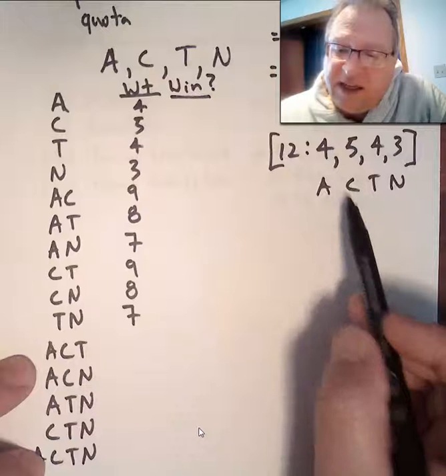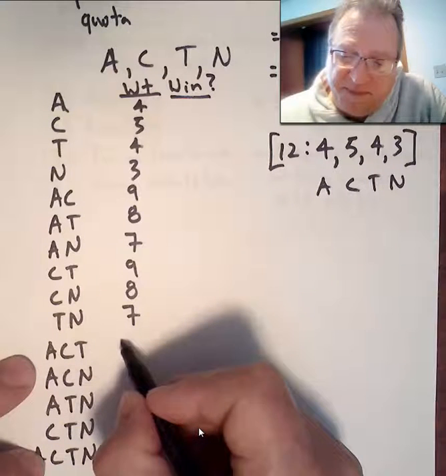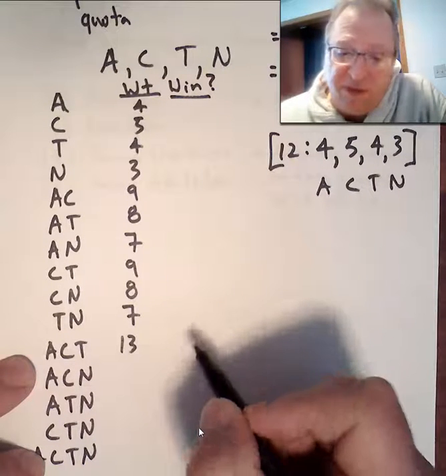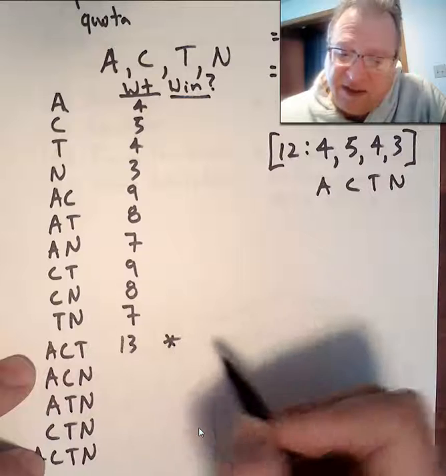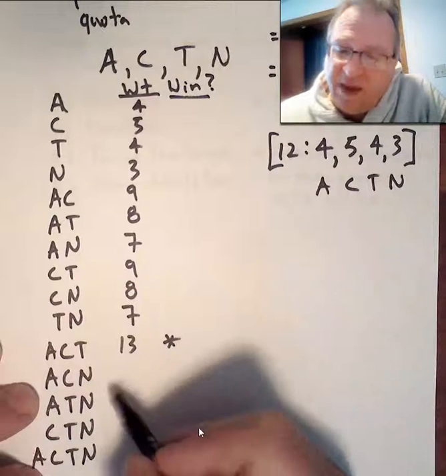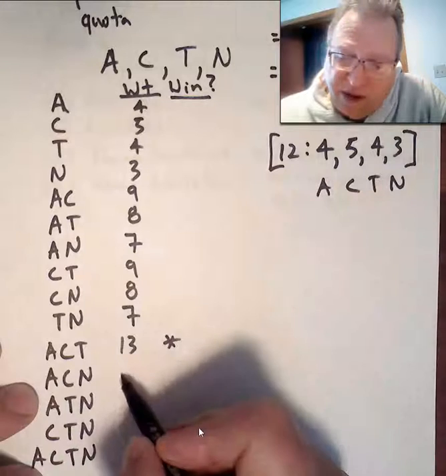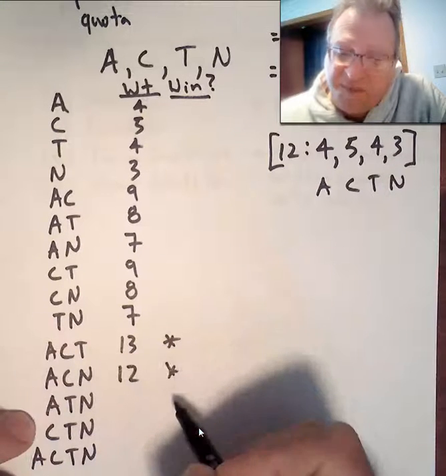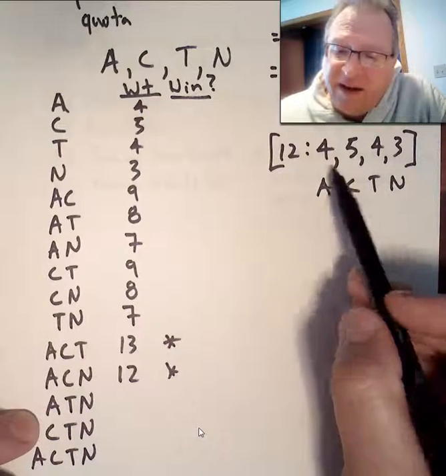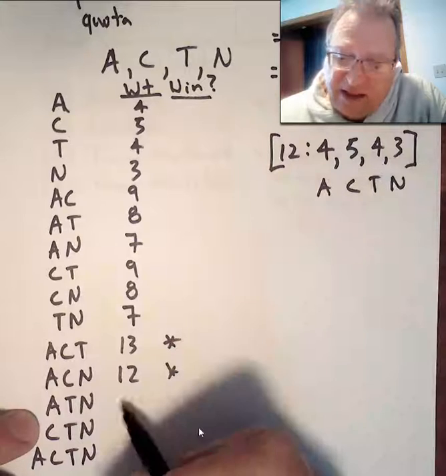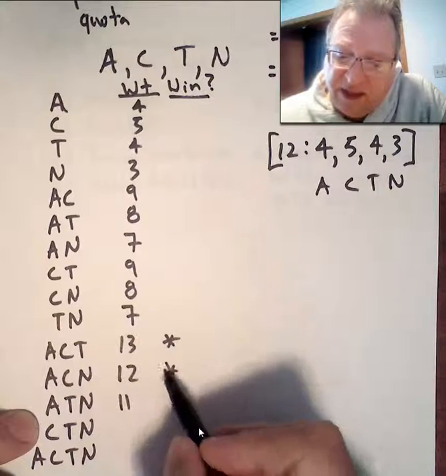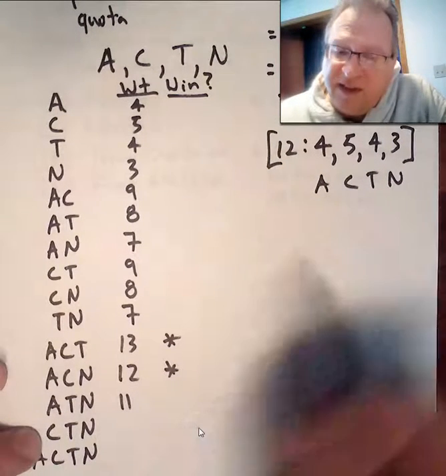ACT, that makes 9, 13. Now it took 12 votes to win, so we finally have a yes. We get a star in the win column. ACN, that would be 9, 10, 11, 12. Is that a win? Certainly is. ATN, that would be 8, 9, 10, 11. 11 votes. Is that a win? No, I'm sorry, it takes 12.